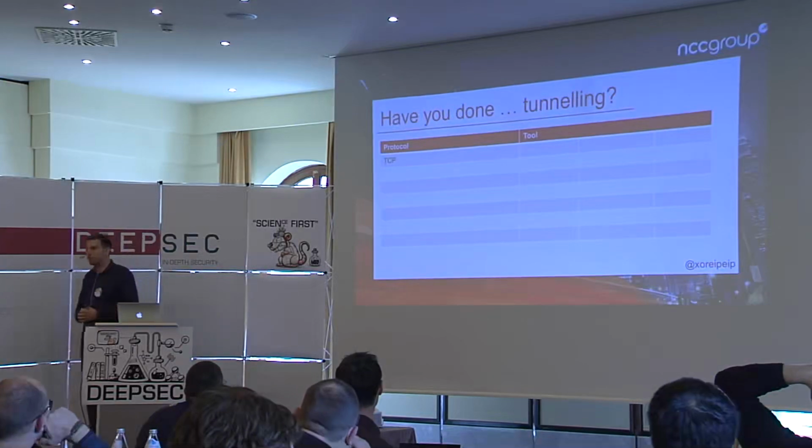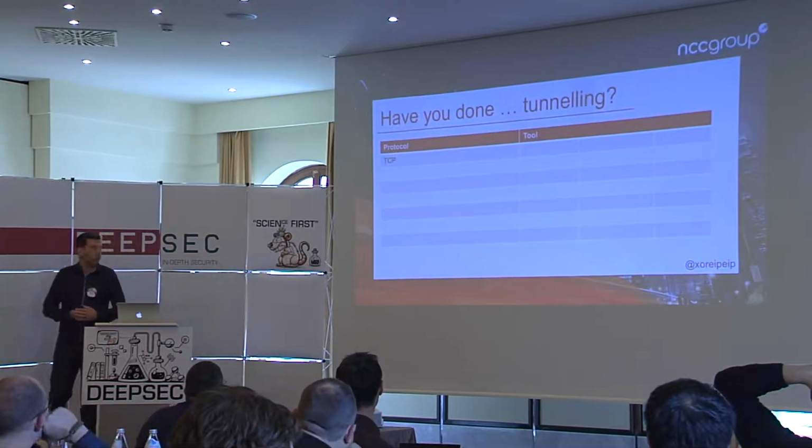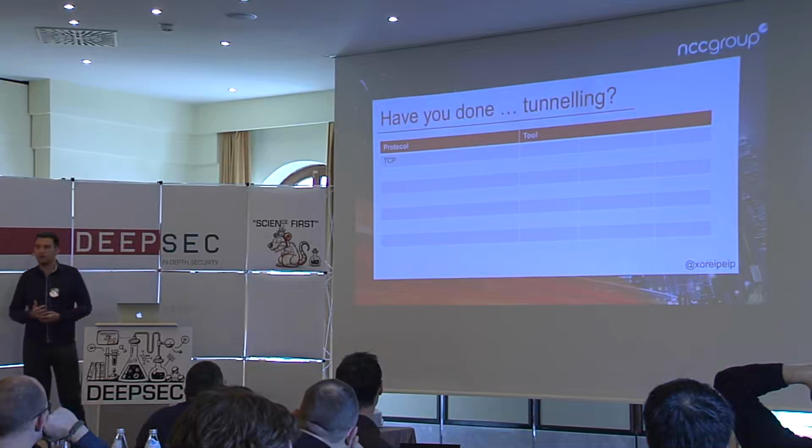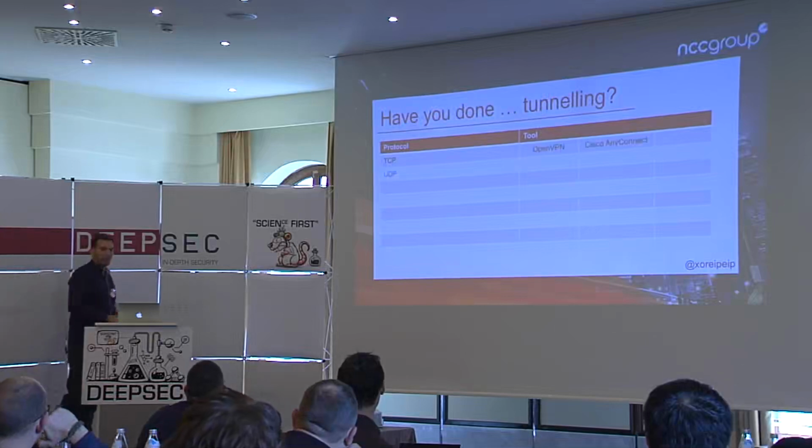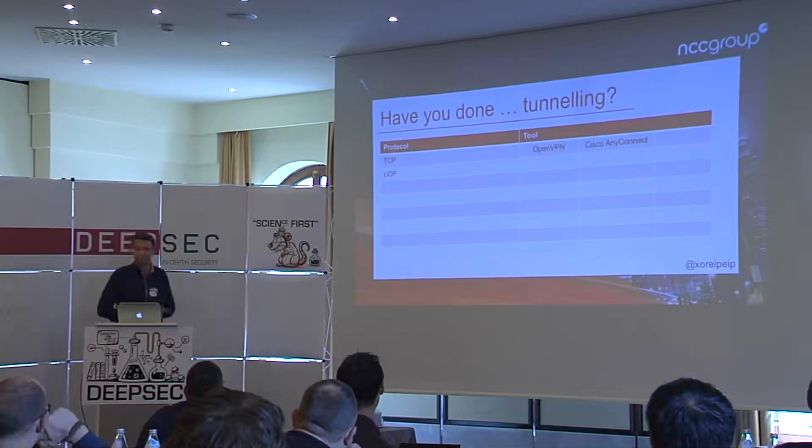I have a few more questions for you. Have you ever used any VPN tunneling solutions that use TCP as a transport protocol? Please raise your hands again if you did. Could you give me one or two examples? OpenVPN or Cisco AnyConnect, those are two really famous examples.